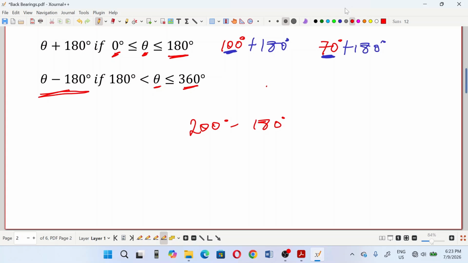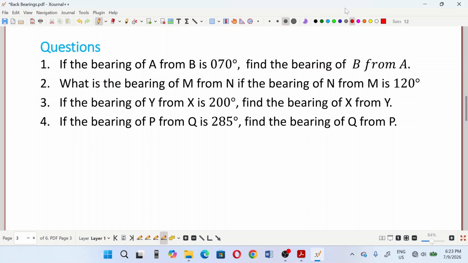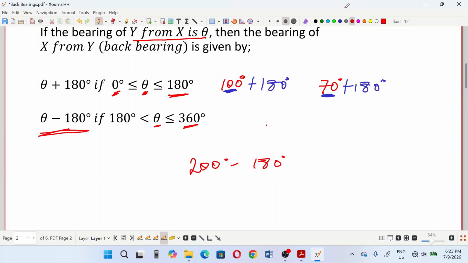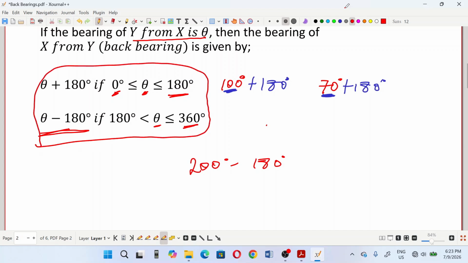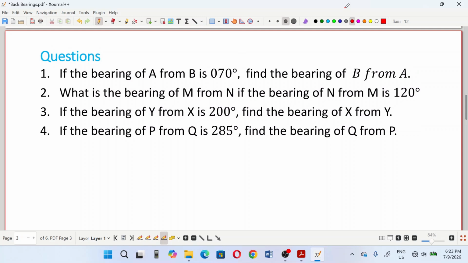So let's take examples and see how to do them. We're going to use this rule, and then after that, we'll draw it to see. So we're going to use both methods to see how we'll be able to arrive at the solutions. So let's look at the questions here. We have 4 questions, so I'm going to be doing 1 and 3 so that you do the rest. So let's look at the first question.